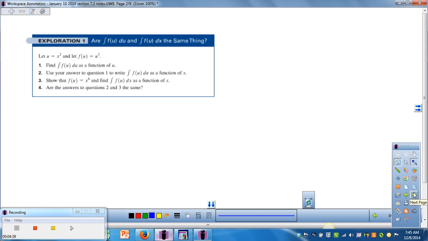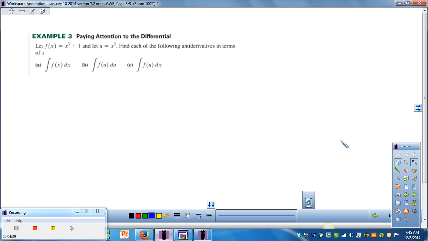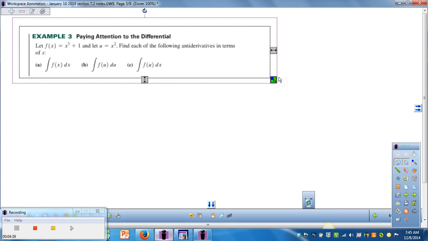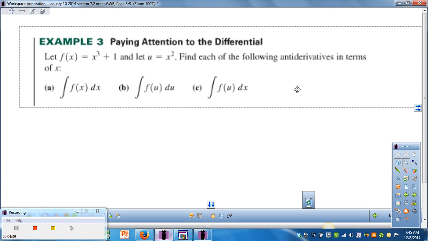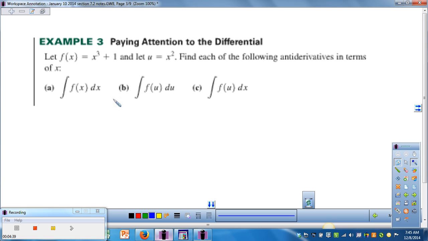Now we're going to do our own investigation. All right, so let's take a look here. Before we get into u-sub, we need to look at some problems where the variable of integration determines how we are going to approach the problem.